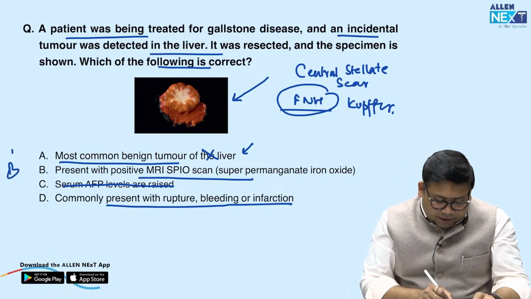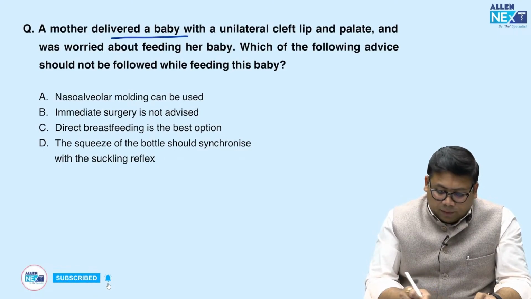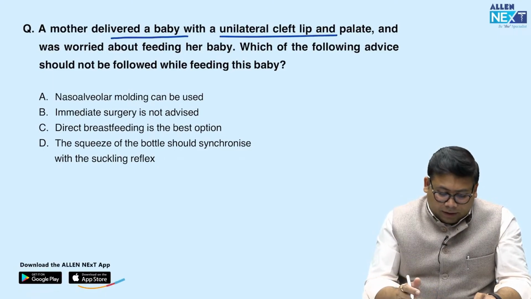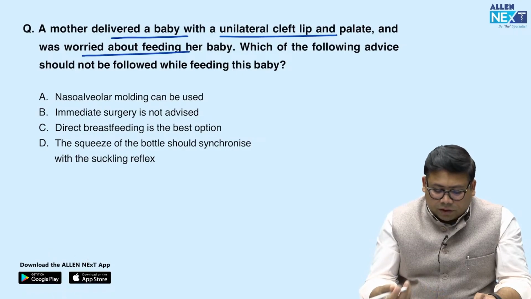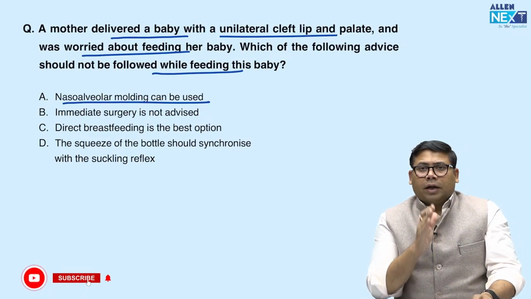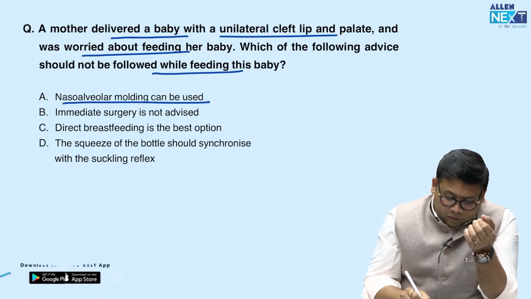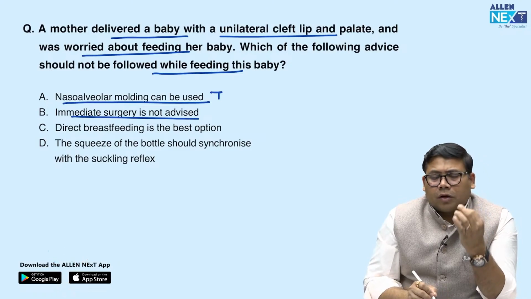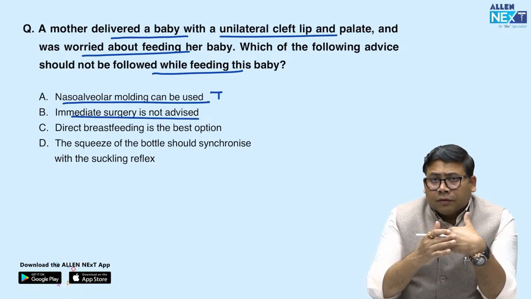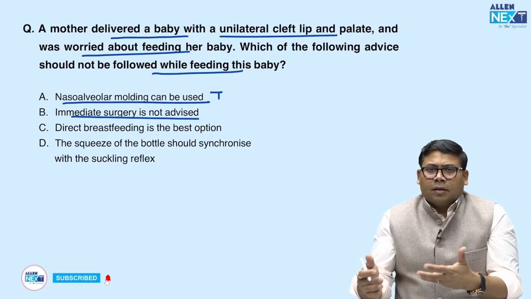So option B is absolutely true for this patient. Next is, a mother delivered a baby with unilateral cleft lip and palate, and she was worried about the feeding, which is not to be followed with this. Nasoalveolar molding is very important, and it is helpful in creating an adequate suction and thus helping in feeding. So this is true. Immediate surgery is not required. It is 3 to 6 months where we plan out surgery for soft palate, cleft lip, cleft palate accordingly.